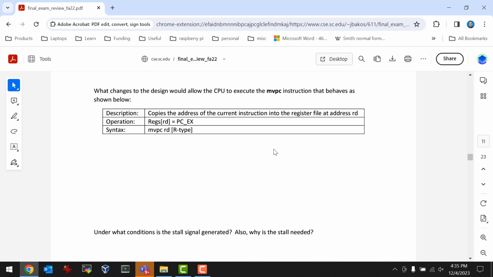What changes to the design would allow the CPU to execute the made-up instruction, I think it's made up, NVPC, that behaves as shown below? It copies the address of the current instruction into the register file at address RD.